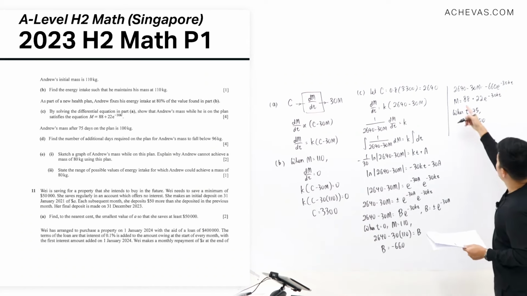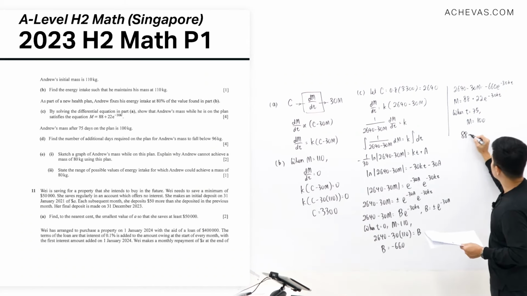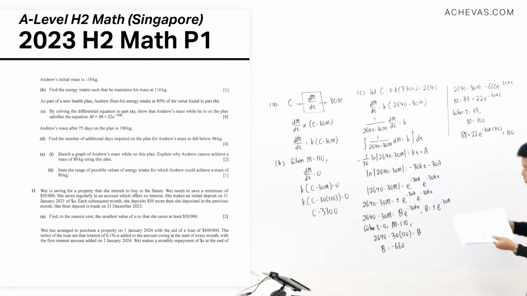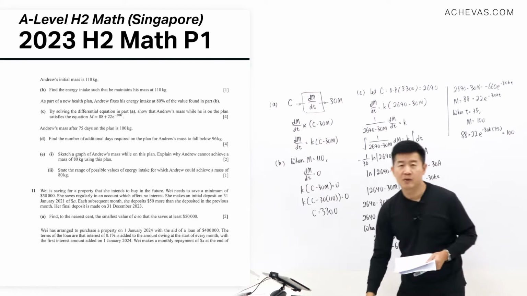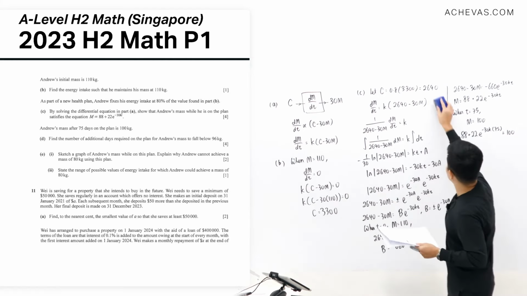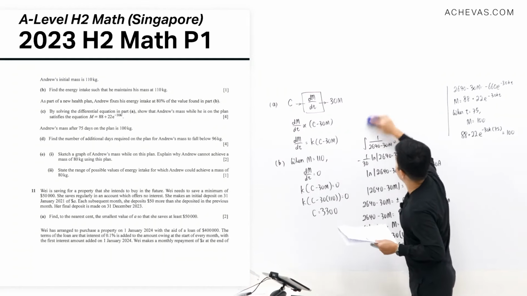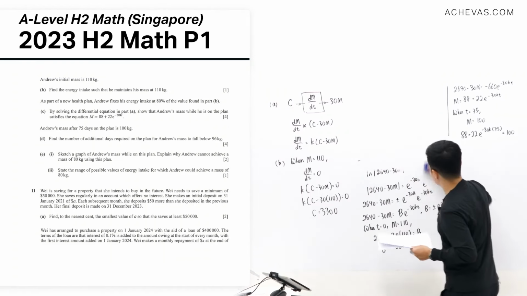Okay, so it will be 88 plus 22 e to the power of negative 30k times 75. This is going to be equal to 100. We will be able to solve for k. But with a bit of observation, I think we can do better than just simply trying to solve for k, because let me just show you something.